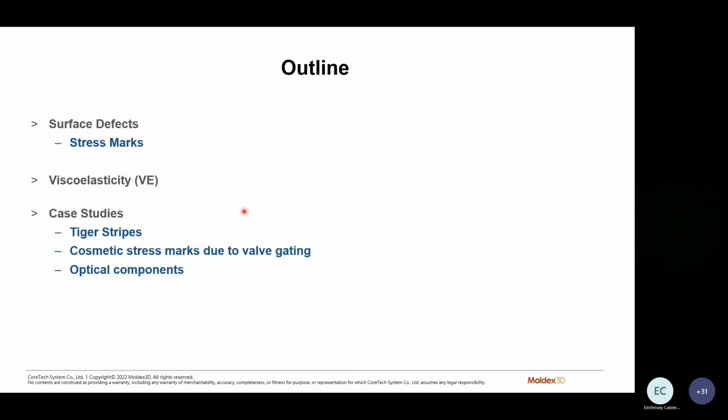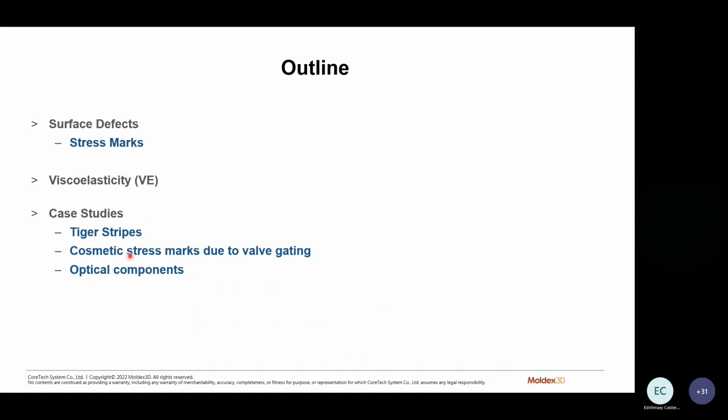Here's a brief outline of what we're going to be looking at today. Now, the topic says surface defects, so we're going to briefly take a look at what the different kinds of surface defects are for injection molded parts. Where do stress marks come into play? We're also going to take a look at an intrinsic property of any plastic resin, which is viscoelasticity, and then tie these two together and talk about how this underlying property impacts your surface appearance and stress marks. We're going to look at 3 different types of case studies.